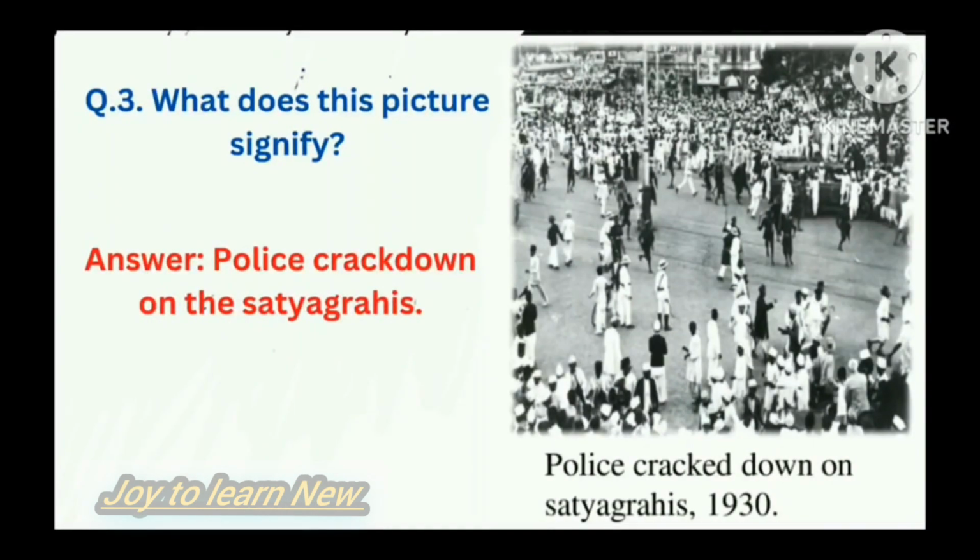Next question is, what does this image signify? Answer is police crackdown on the Satyagrahis during 1930.